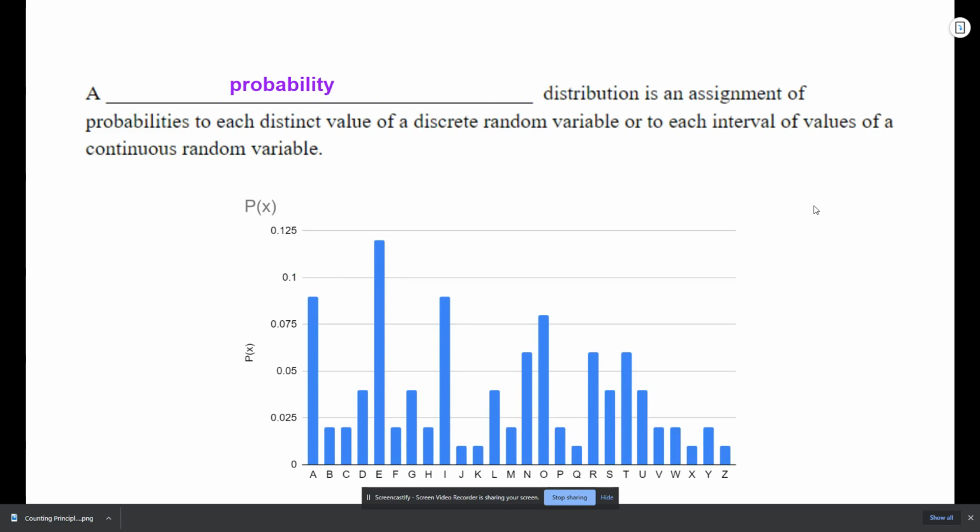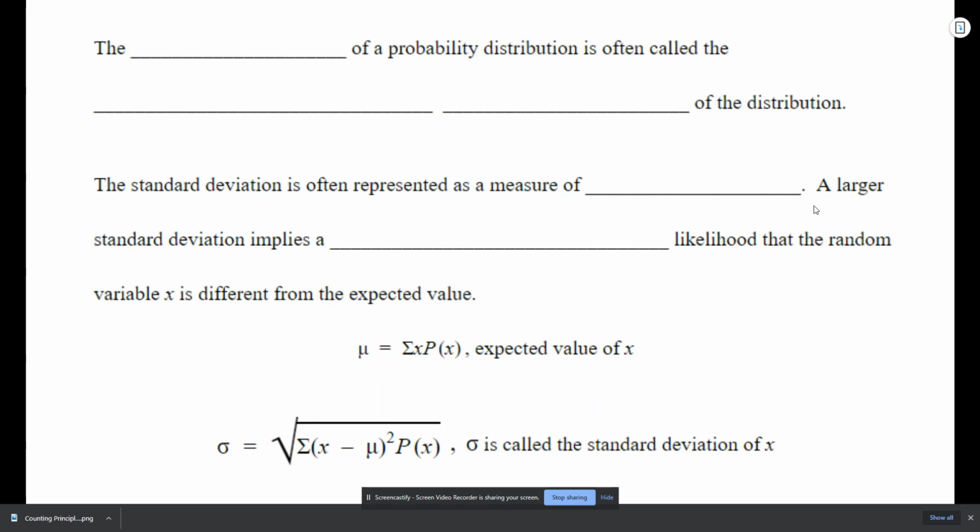A probability distribution is an assignment of probabilities to each distinct value of a discrete random variable or to each interval of values of a continuous random variable. So what you see here is a graph of the probabilities of picking a single Scrabble tile, just one tile. Obviously E has the best chance of getting picked, and there's a couple tied for last, like J, K, Q, X, and Z. That's a probability distribution.